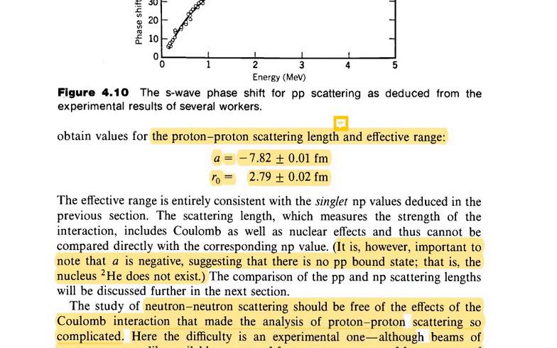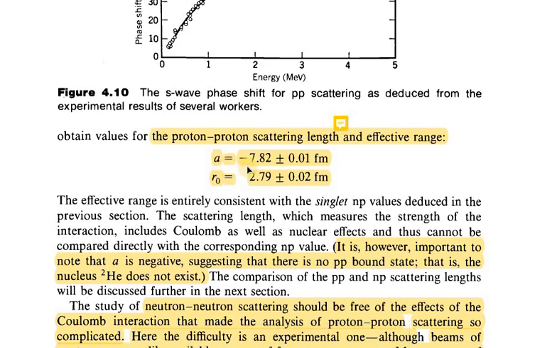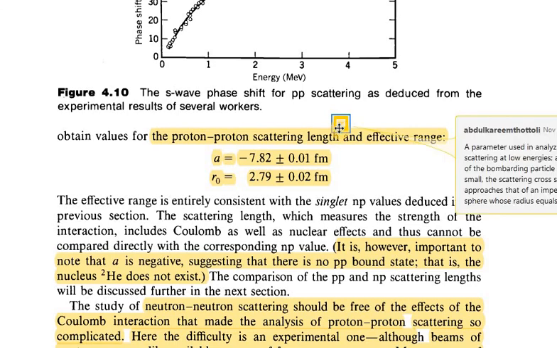And the proton scattering length a equals minus 7.82 plus or minus 0.01 femtometer. R0 is calculated as 2.79 plus or minus 0.02 femtometer. The scattering length is a parameter used in analyzing nuclear scattering at low energies.